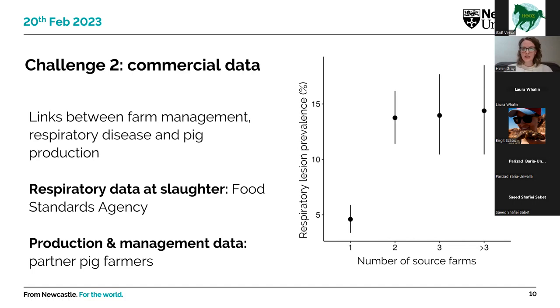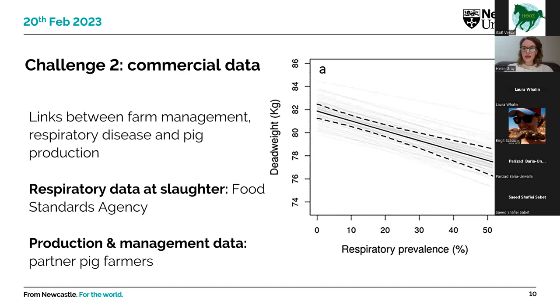I then modelled the impact of respiratory disease prevalence on lots of different aspects of pig production. I'm showing here one example of dead weight. So this is how much the pig weighs at slaughter. And as expected, as respiratory disease prevalence increases, the dead weight of the animal decreases.